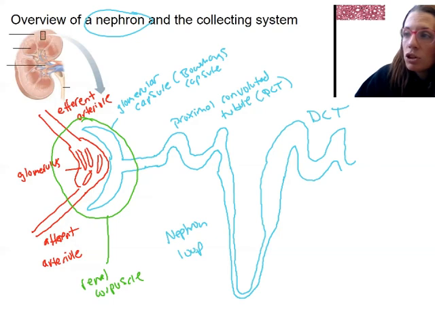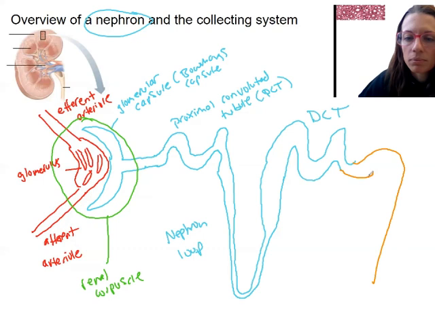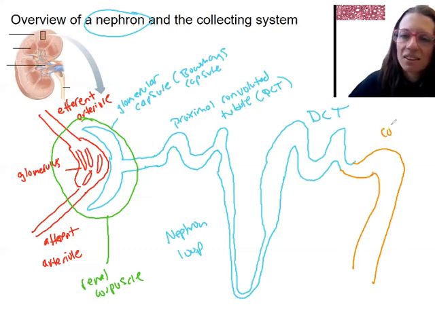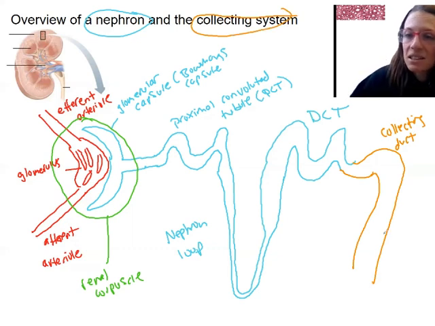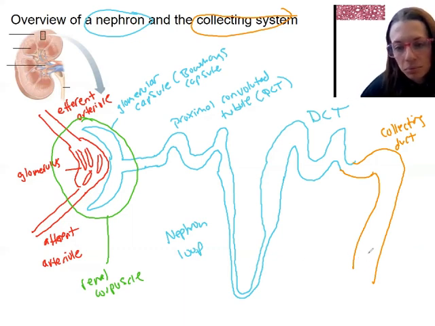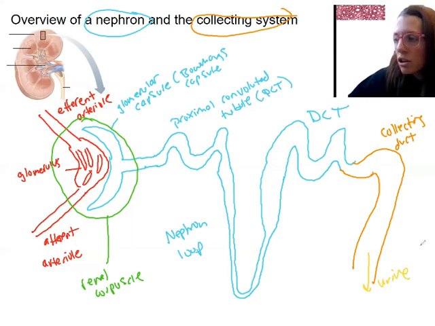From the distal convoluted tubule, we are going to enter the collecting duct system. That is not technically part of the nephron, but is continuous with it. From here, what is going to be urine when it exits here is going to enter those calyces and then the renal pelvis and then the ureter. This is urine.